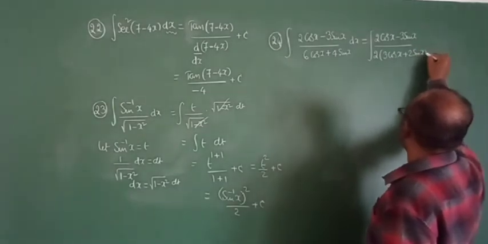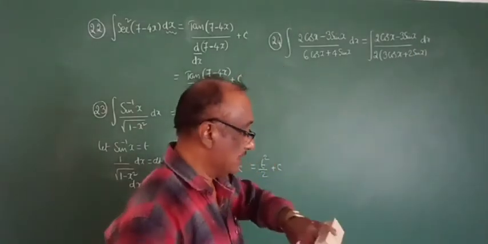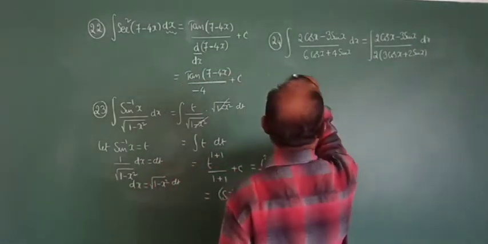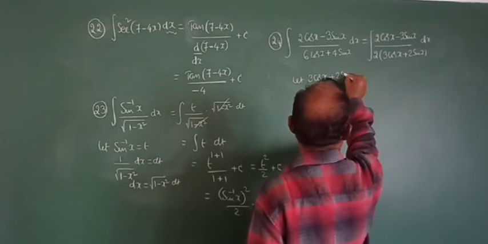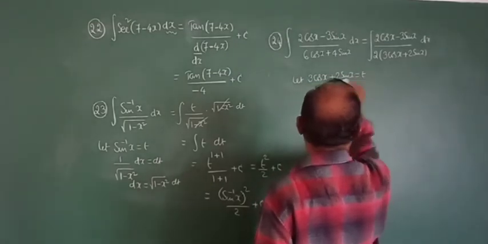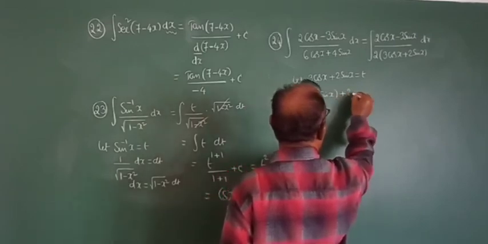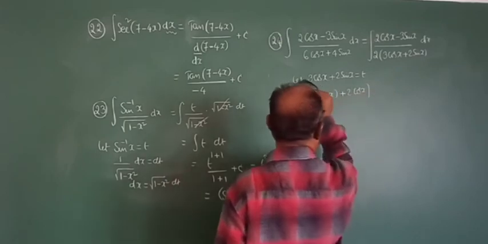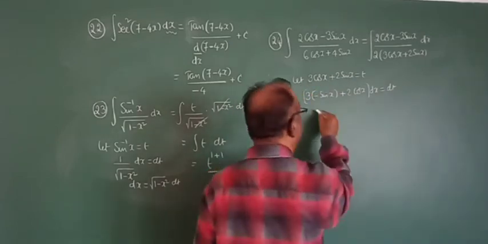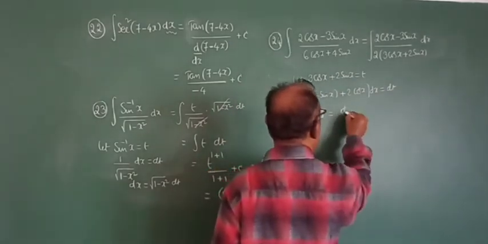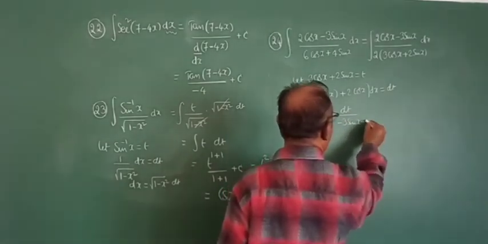Now see, the derivative of the denominator is the same as the numerator. Immediately, let the denominator 3 cos x plus 2 sin x be t. The derivative of 3 cos x is minus 3 sin x, and the derivative of 2 sin x is 2 cos x. The derivative of t itself is dt. So dx is equal to dt by minus 3 sin x plus 2 cos x.